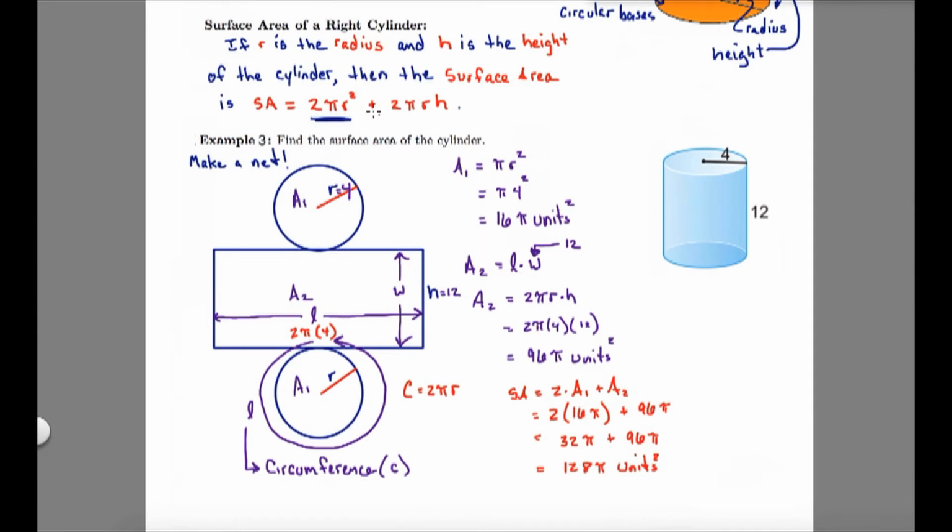We can break it down. We can see the two circles. We have 2 times pi r squared, and the 2 pi r is the circumference, which is the length, times the height, which is the width.